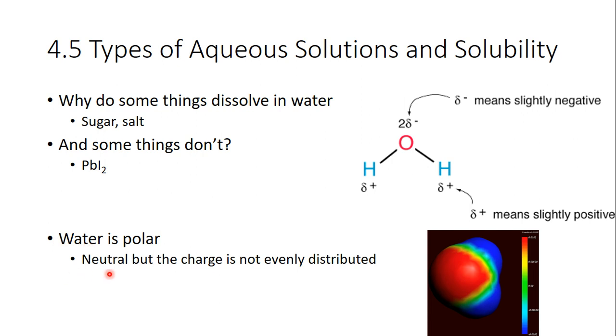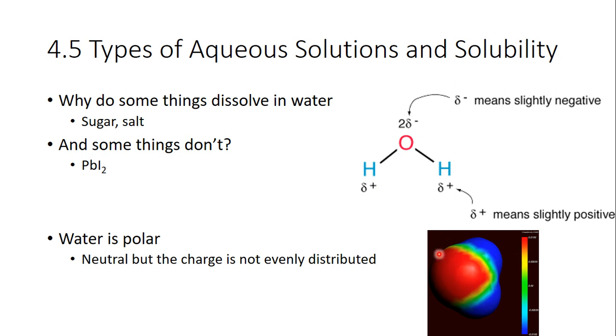That is, the molecule overall is neutral. It doesn't have a formal charge. But that charge is not evenly distributed. And so I have two different models of water here. Every time you see this delta sign, that means that there's an uneven charge distribution. So we have delta negative. This is saying that the oxygen has a negative charge, while the hydrogens have more of a positive charge.